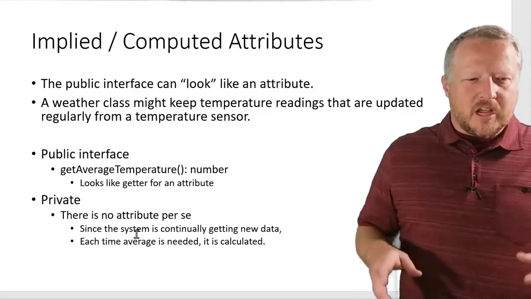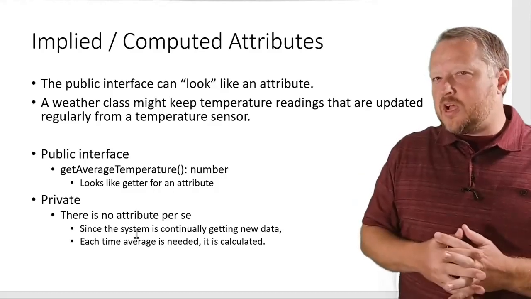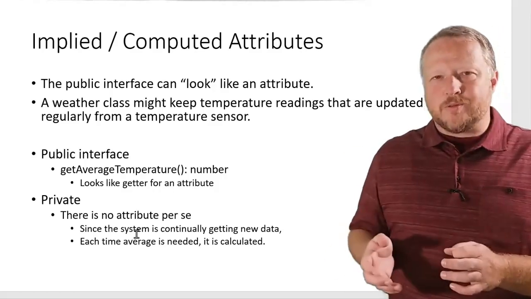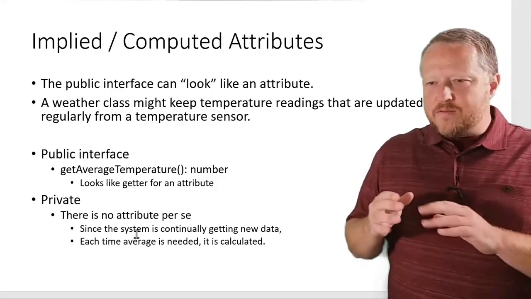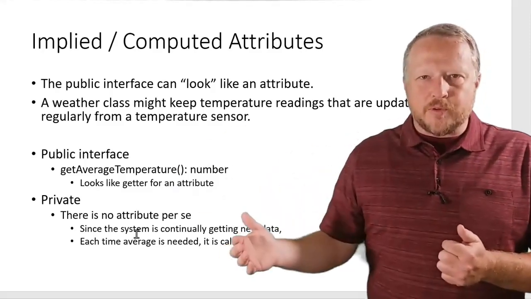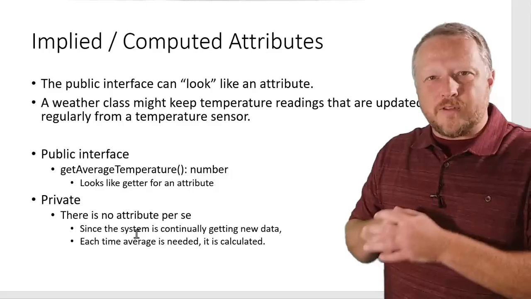So there's another type of attribute that could be in your design as well, and that's an implied or computed attribute. Think of it this way: we may have an accessor that looks like a public interface to an attribute, but behind the scenes it's not directly grabbing it from a single variable.